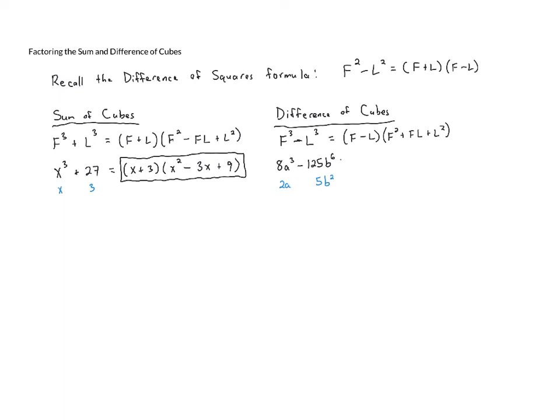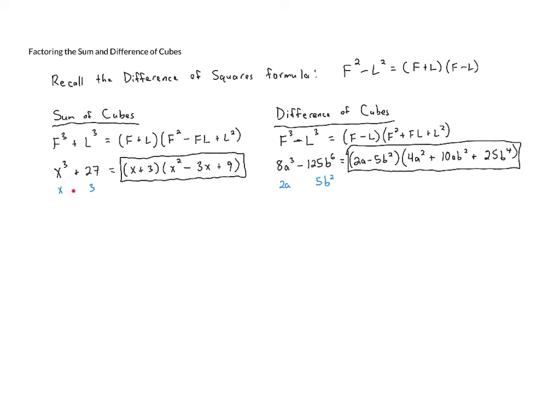So first, we've got f minus l, so that's going to be 2a minus 5b squared. Then times f squared. Now 2a, quantity squared, is going to be 4a squared, plus the product of those two terms. 2a times 5b squared is 10ab squared, plus the last term squared. If we take 5b squared and square that, we get 25b to the fourth. And so this is our factorization.